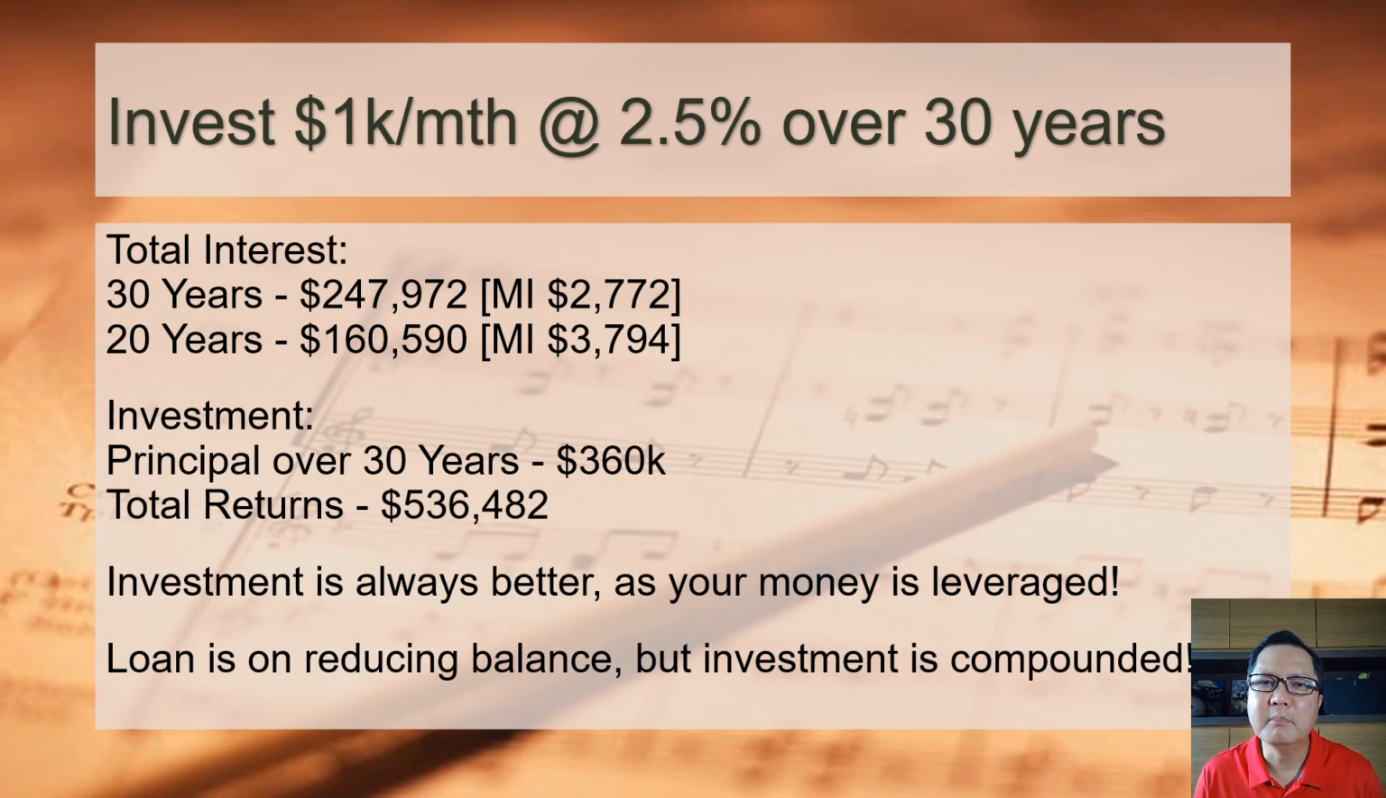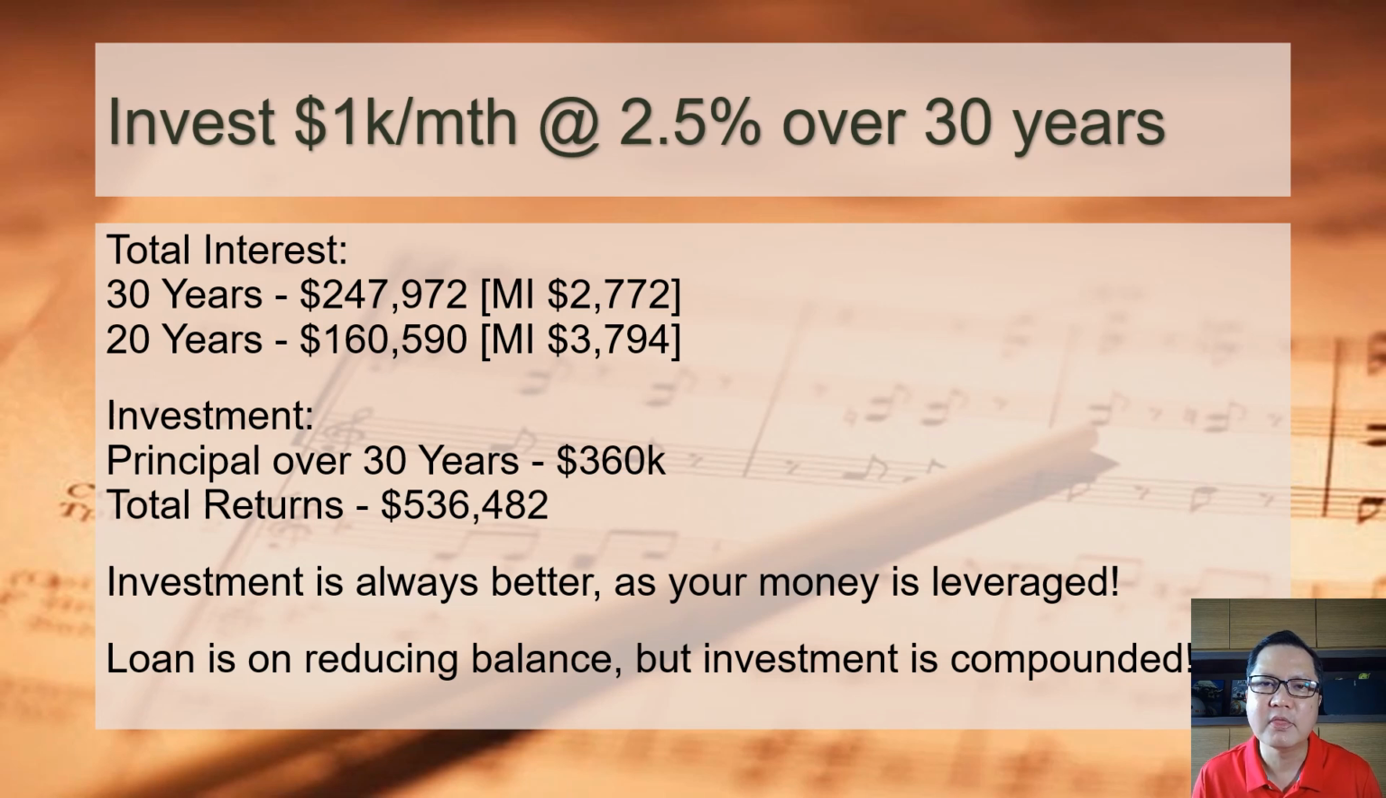Let's pick the more plausible scenarios between a 20-year loan tenure and a 30-year loan tenure. Now, for 30 years, your total loan interest would be $247,972, and the total loan interest over 20 years would be $160,590. The respective monthly installment will be $2,772 and $3,794. What do you decide? So instead of deciding on how much you want to save versus how much you can afford, perhaps I could give you another counter proposal.